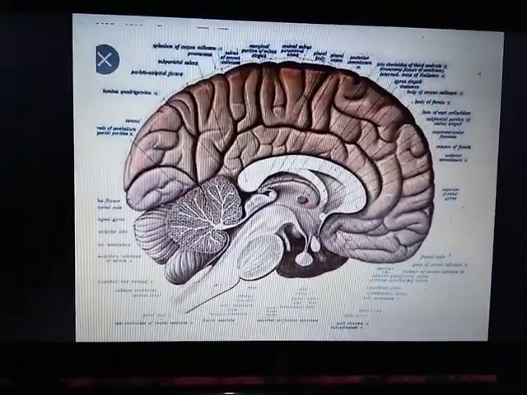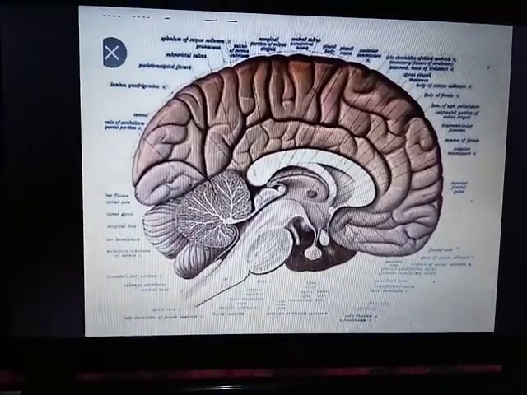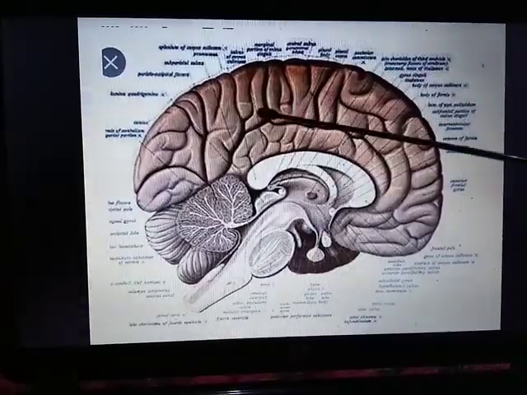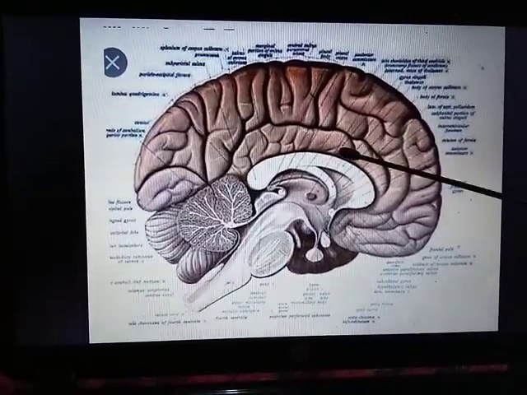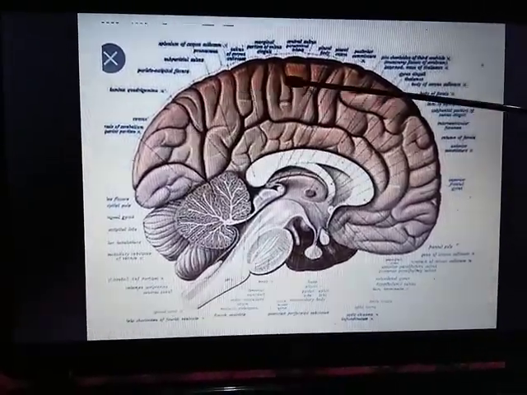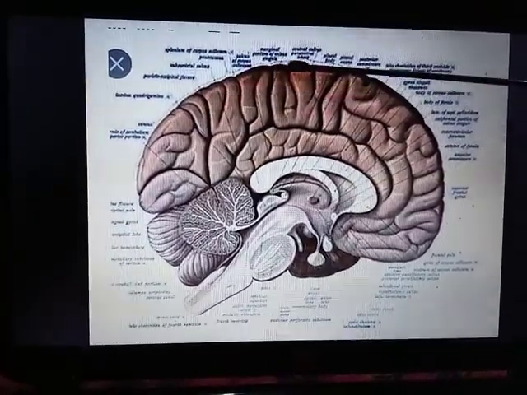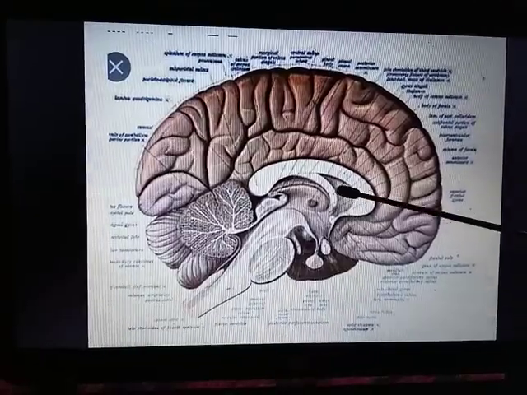Last time we had talked about the cerebrum, its salient features, and the superolateral surface of the cerebrum. Today we will be talking about the medial surface of the cerebrum. If you see in this picture, this is the medial surface of the cerebrum. The medial surface mostly comprises of sulci and gyri, as you can see in the picture.